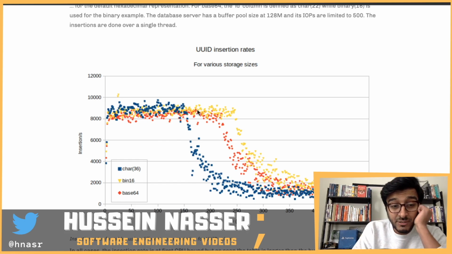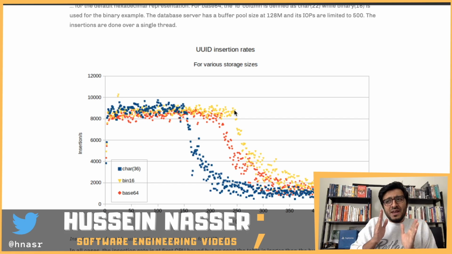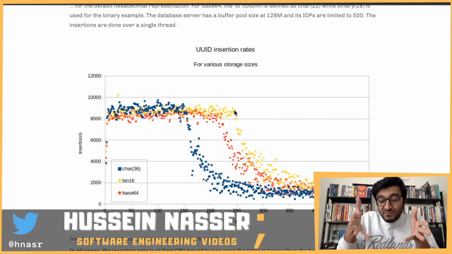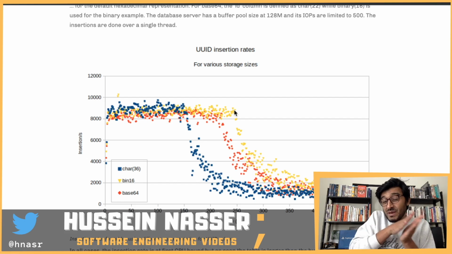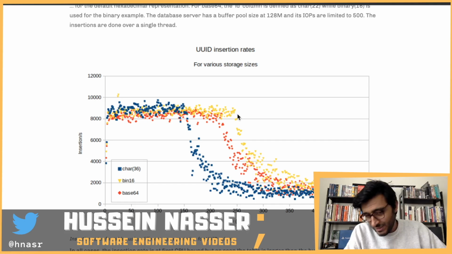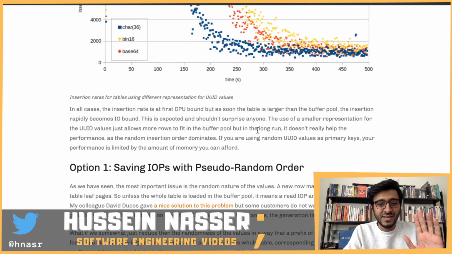And now you might say, Hussein, when he did binary 16, we went a little bit longer. Why? Because the size of the UUID is smaller, so now you can fit more writes. You can fit more dirty pages in memory, essentially, because the size is so small. That's the beauty here. But still, it's inevitable. You go a little bit further, but eventually you're going to hit that memory limit, and Eve beautifully explains it here.